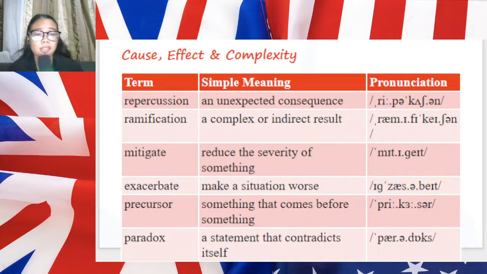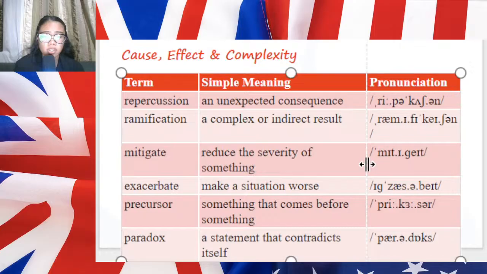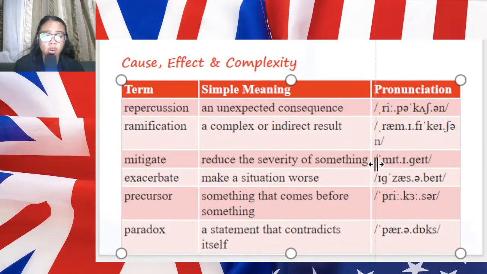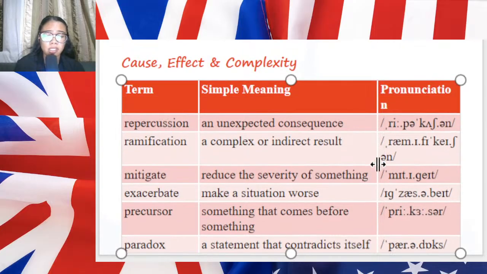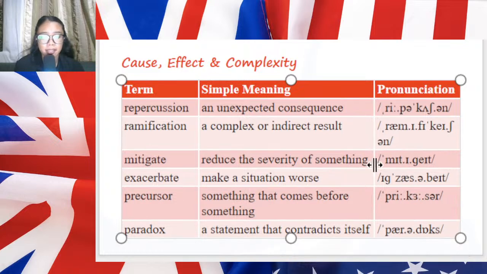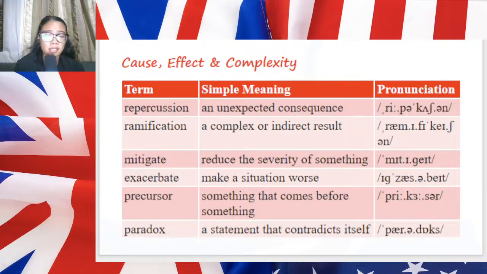And lastly, the last term for today's session is paradox. Again, paradox. This is a statement that contradicts itself. So paradox is a statement, a situation or idea that seems self-contradictory or illogical at first glance, but often, when you take a closer examination, it reveals a deeper truth or it makes sense. It's about presenting a puzzling contrast.